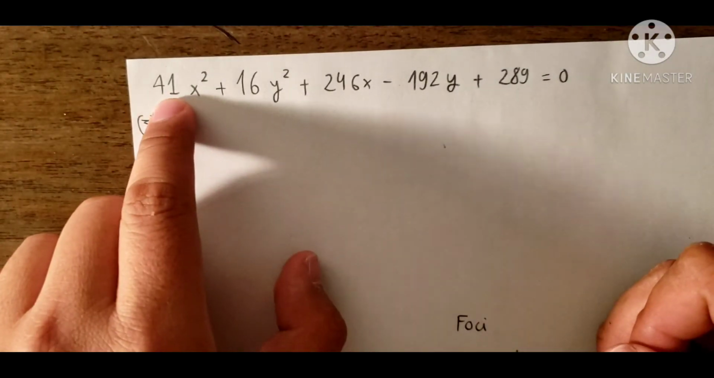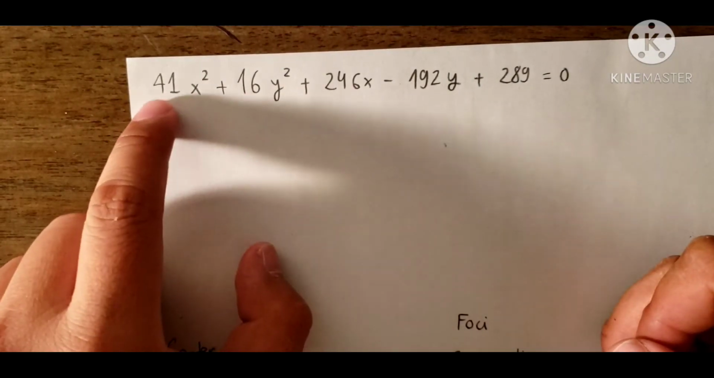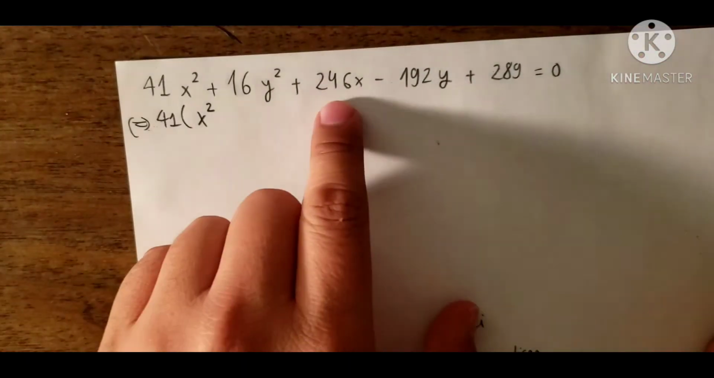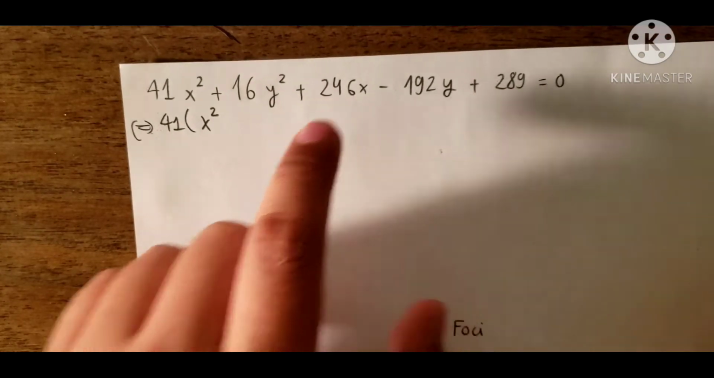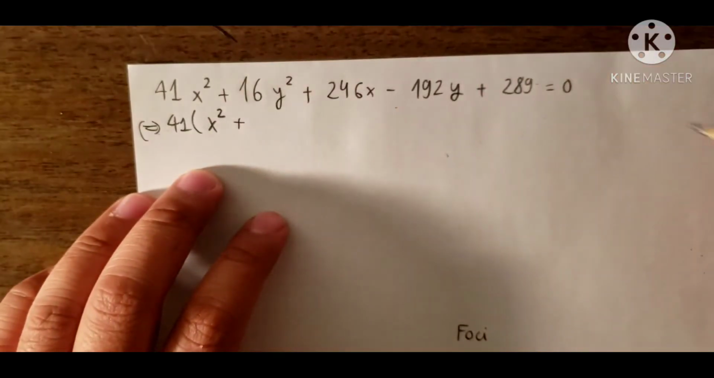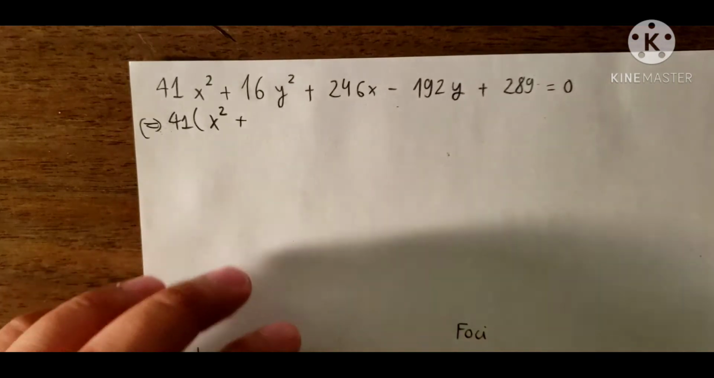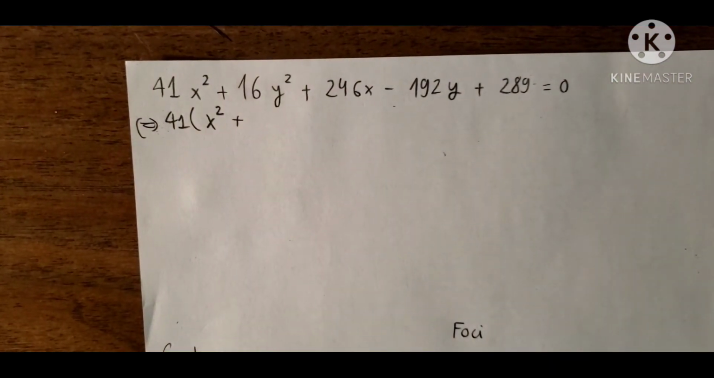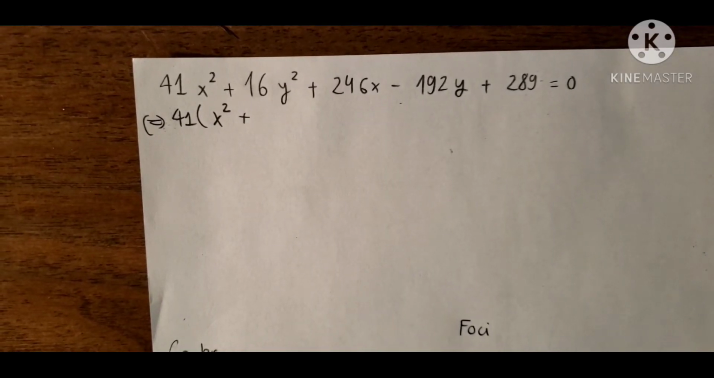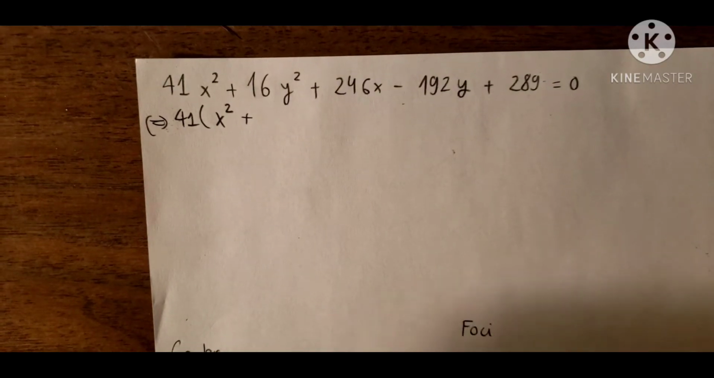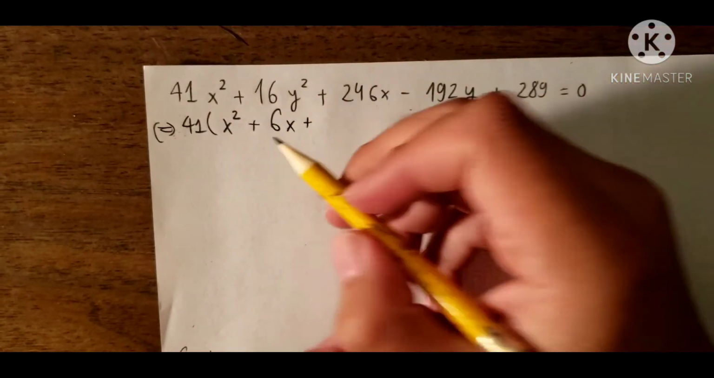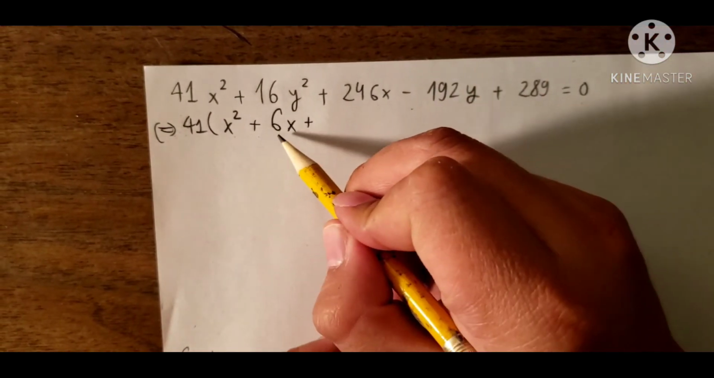So we have 41 and we have 16. We put the 41 first and we get x power 2. Here we have 246. We divide this number by 41 and we get the number 6. Here we can see that we have x power 2 plus 6x.